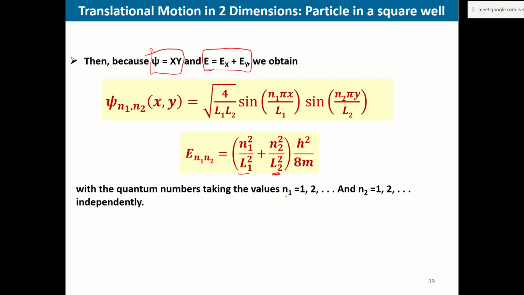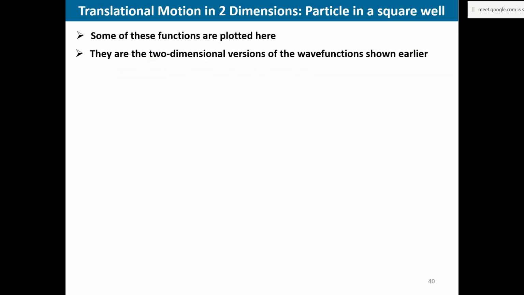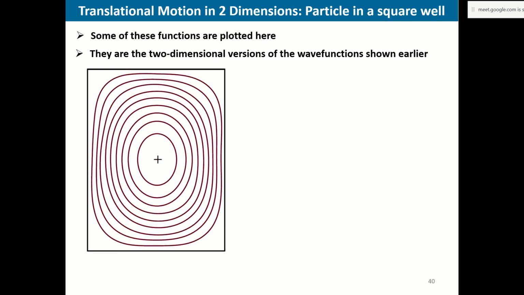Where n1 can vary from 1, 2 and so on, n2 can also vary from 1, 2, and they are taken to be independent of each other. Some of these functions can be plotted here. The overall combination of the two, the overall wave function, will look something like this. The circles or elliptical lines that you see are contours connecting the points which have equal amplitude along x and y.